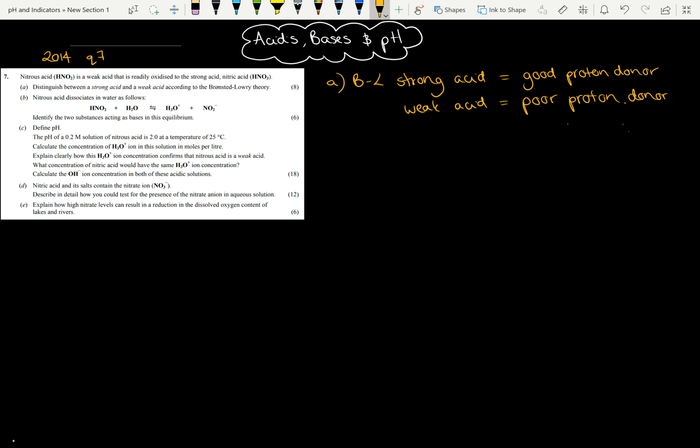Next up, they give us the dissociation of this nitrous acid. And if you read the first sentence in that question, it tells us that it is a weak acid. So we know by the Bronsted-Lowry theory, it's a poor proton donor. By Arrhenius's theory, it dissociates slightly in water to produce hydrogen ions. So they ask us to identify the two substances acting as bases in this equilibrium.